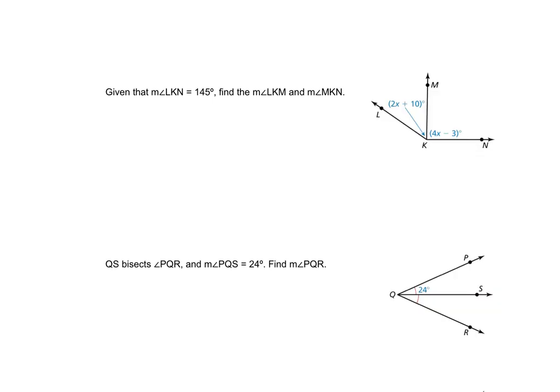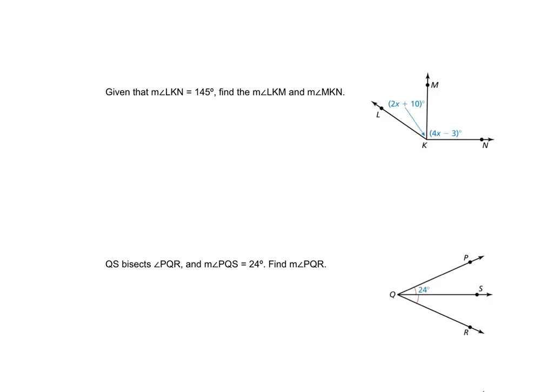Okay, we have a couple of different variations of some things that are going on. So we got to read these problems carefully and kind of determine what's going on, and then we're going to take that information, we're going to use it to answer the question that's trying to be asked. So, angle LKN. Angle LKN is 145 degrees. Okay? That's the big one. So that's our big angle.